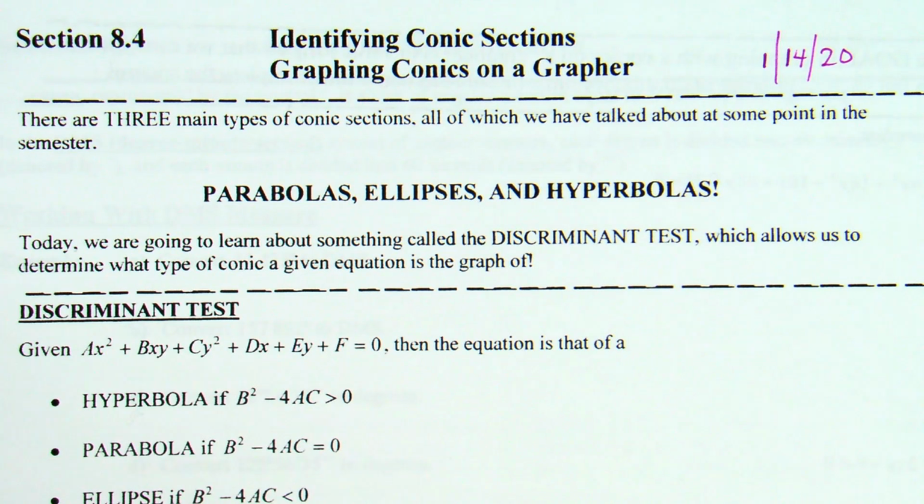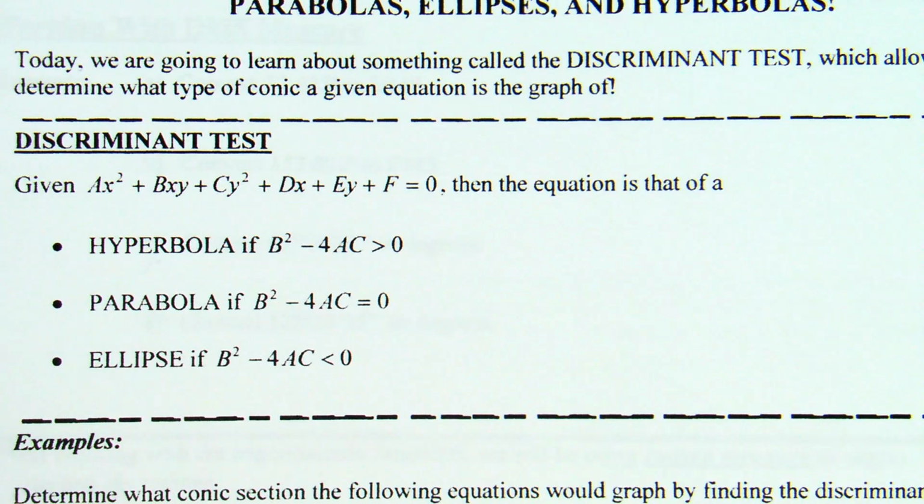Note right here, there is an official standard form, when it's not in y equals: ax squared plus bxy plus cy squared plus dx plus ey plus f equals 0. Given that standard form of a conic section, if b squared minus 4ac is greater than 0, then we know it's going to be a hyperbola. What do I mean by greater than 0? Positive, right?